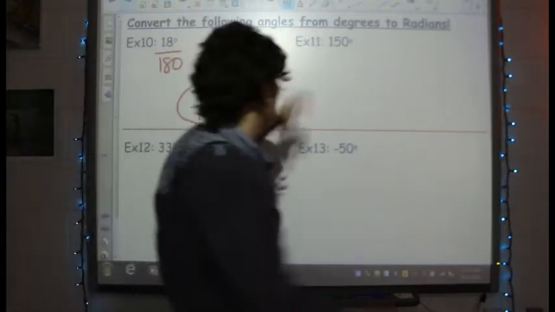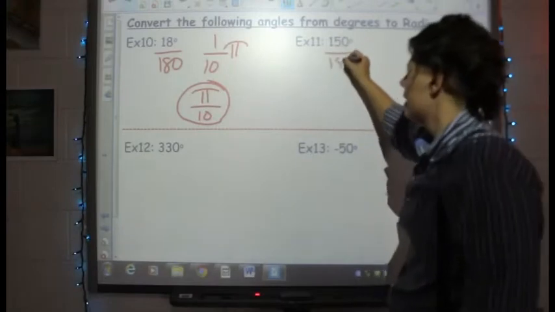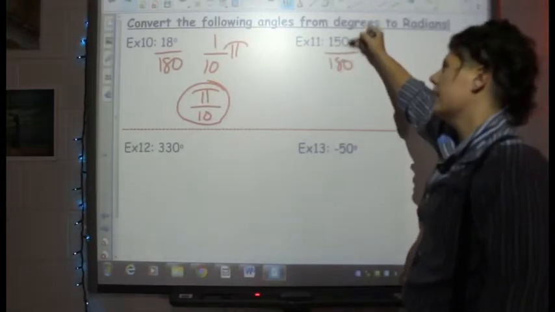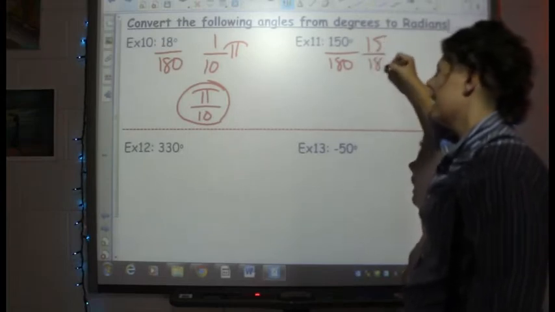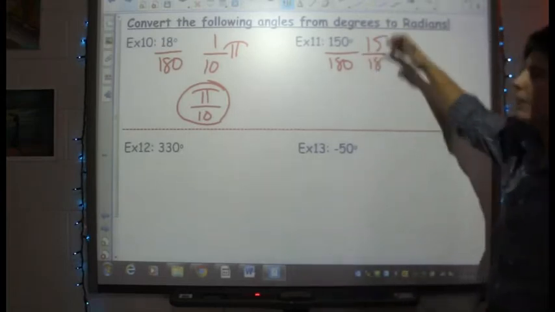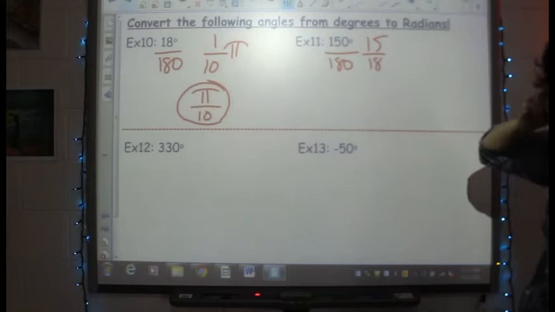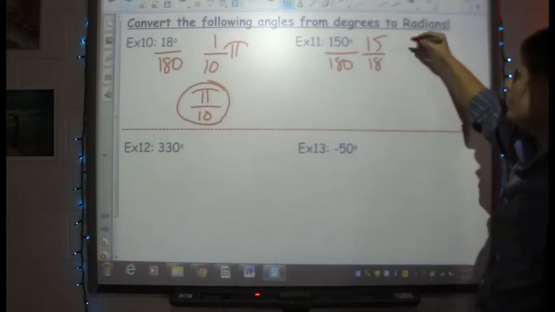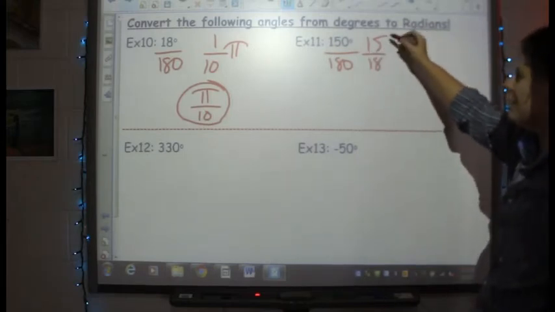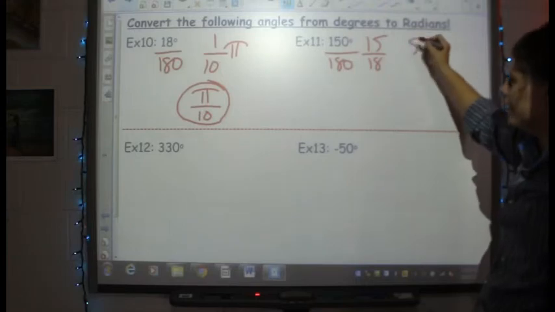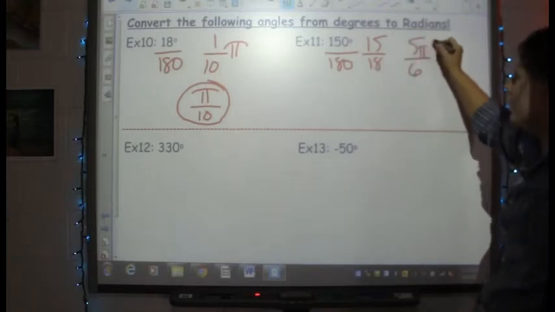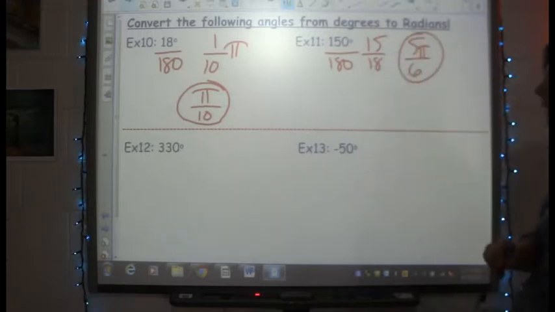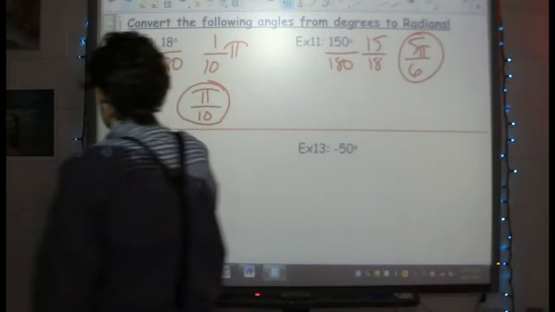For number 11, very similar. Again, we're just going to start by dividing by 180. I can see clearly that they have a 0 in common. So now I have 15 over 18. And now they have a 3 in common. And again, if you can do it all together, great. Just want a baby step for people who have trouble simplifying their fractions there. So 15 divided by 3 is 5. 18 divided by 3 is 6. And then I just throw a pi up there. So I have 5 pi divided by 6.